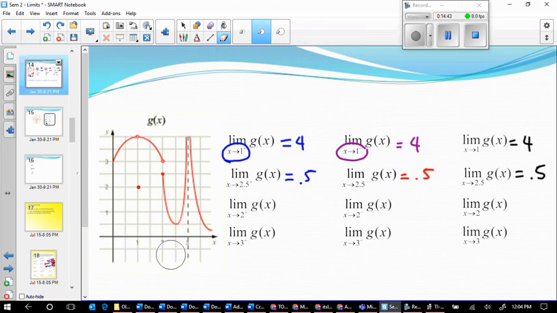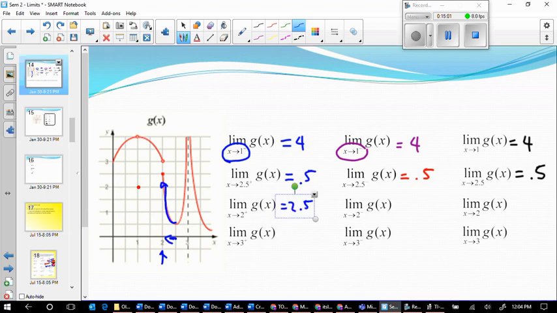As x is approaching 2 from above, here is my value of 2. Above, again, means larger x values. So here are larger x values on this side, so it's going this way. That is approaching 2.5. From below means smaller x values. So these are my smaller x values, so it's coming from this side. So that is approaching 3. And these two are different values, which means this limit does not exist.